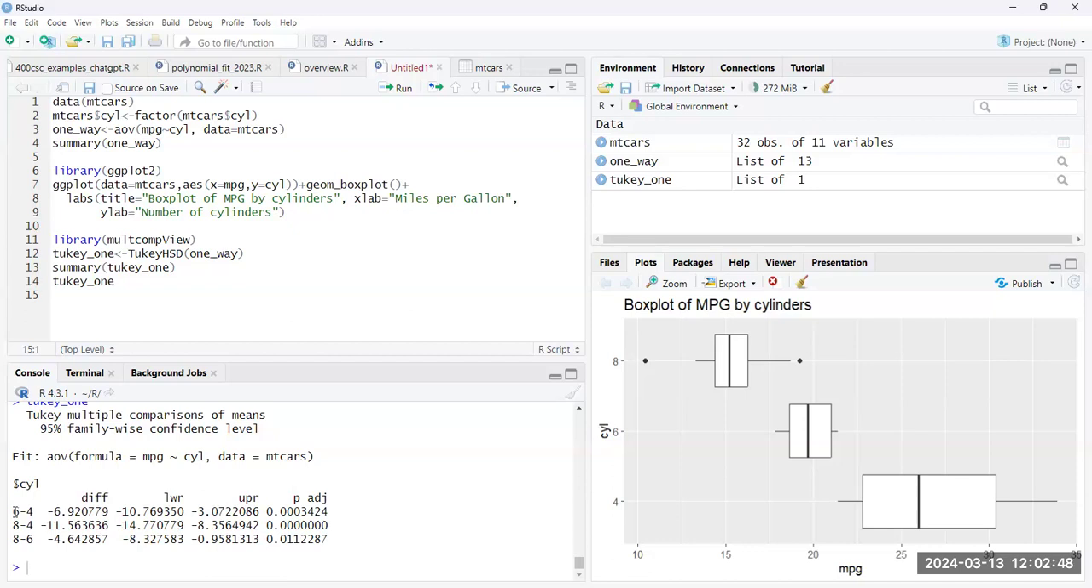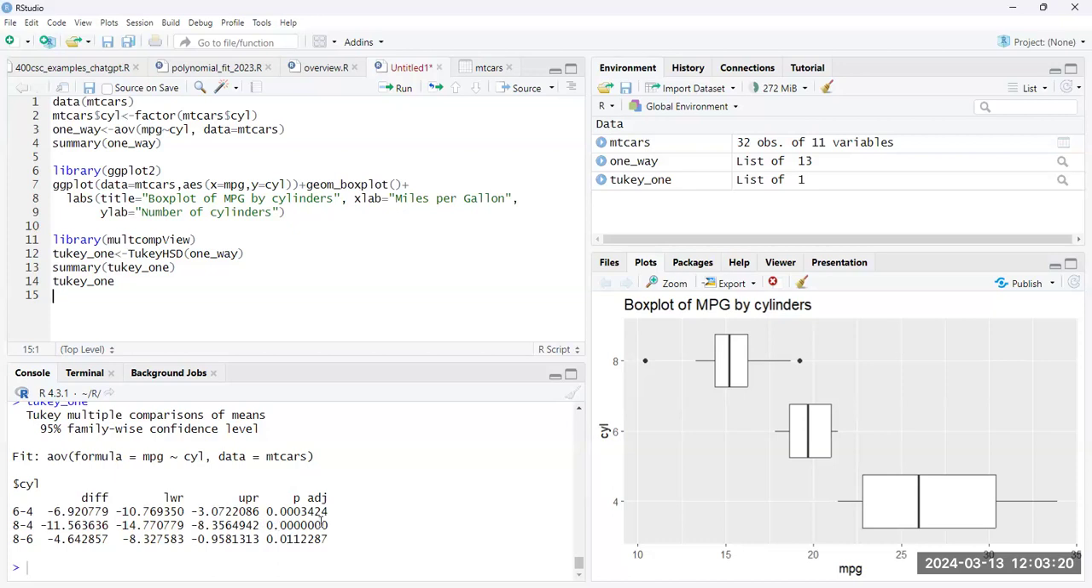So the difference between 6 cylinders and 4 cylinders, the difference between the means is about 6.9. The lower bound for that confidence interval is -10. The upper bound is -3. That does not include 0. And so the adjusted p-value for this confidence interval is 0.0003. The difference between 8 and 4 cylinders is -11. The lower bound is -14. The upper bound is -8.